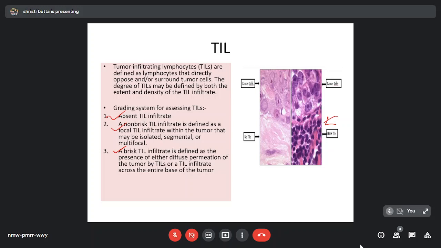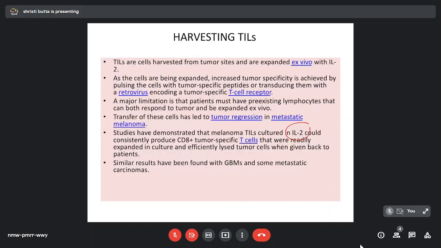Now, harvesting these TILs. TILs are very important because they are cells that can be harvested from the tumor sites, and they can be expanded ex vivo. So how does that happen? TILs are expanded ex vivo with interleukin 2. Studies have demonstrated that melanoma tumor-infiltrating lymphocytes, when cultured with interleukin 2, could consistently produce cytotoxic T cells.